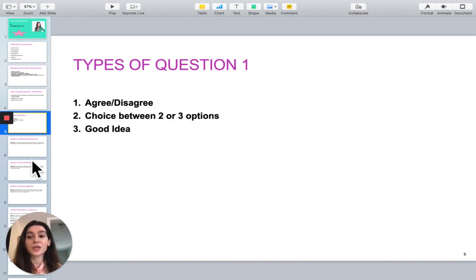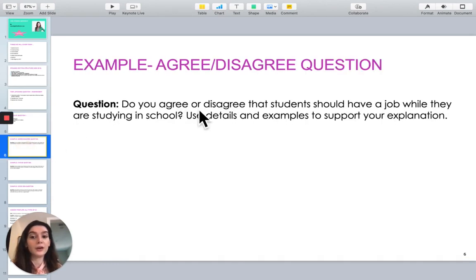So the first, agree, disagree question, is where they're going to ask you, do you agree or disagree with something? And then they'll say use details and examples to support your explanation. Or they'll give you a statement and they'll say, do you agree or disagree with it? So in this question, they're saying, do you agree or disagree that students should have a job while they are studying in school? Use details and examples to support your explanation. So that's the first type of question number 1, and this is the oldest type of this question.